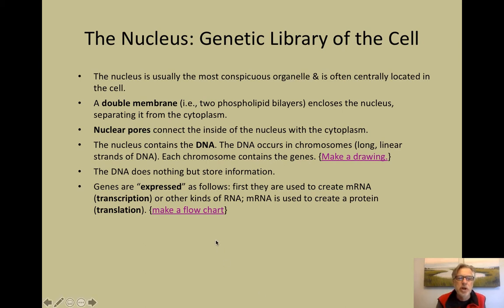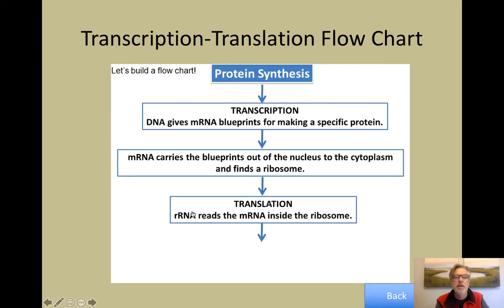So let's make a flow chart of that too, just so you really understand it. And here it is. So you can not put this in your drawing. We have transcription. DNA gives mRNA blueprints for making a specific protein. And by the way, the DNA doesn't make the RNA, it's enzymes, these protein molecules that actually open the DNA up, read it, and make an mRNA transcript of the information contained in the DNA. Then the mRNA carries the blueprint out of the nucleus to the cytoplasm and finds a ribosome, which we're going to learn about next.